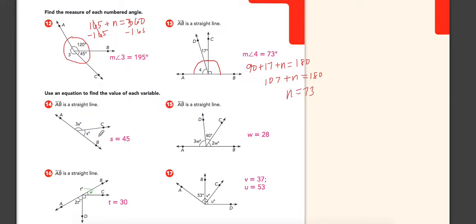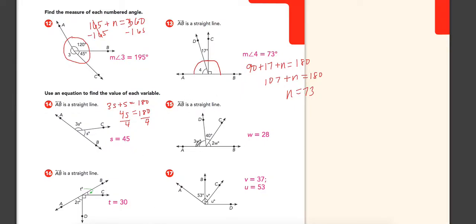All right, number 14. So we have two angles. We have angle 3S plus angle S. That's got to equal 180. It's a straight line. So that leaves me with 4S equals 180. Then I divide both sides by 4, and I have S equals 45.